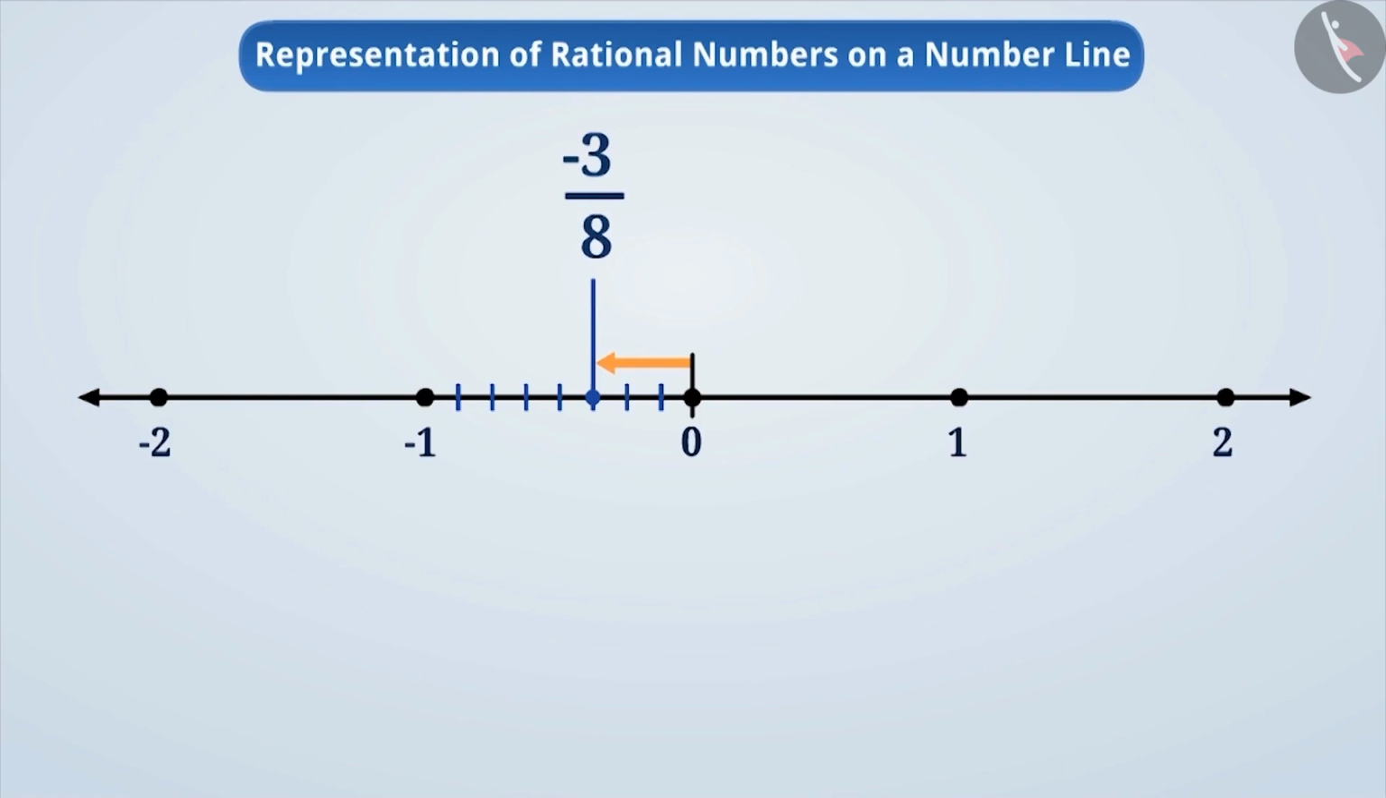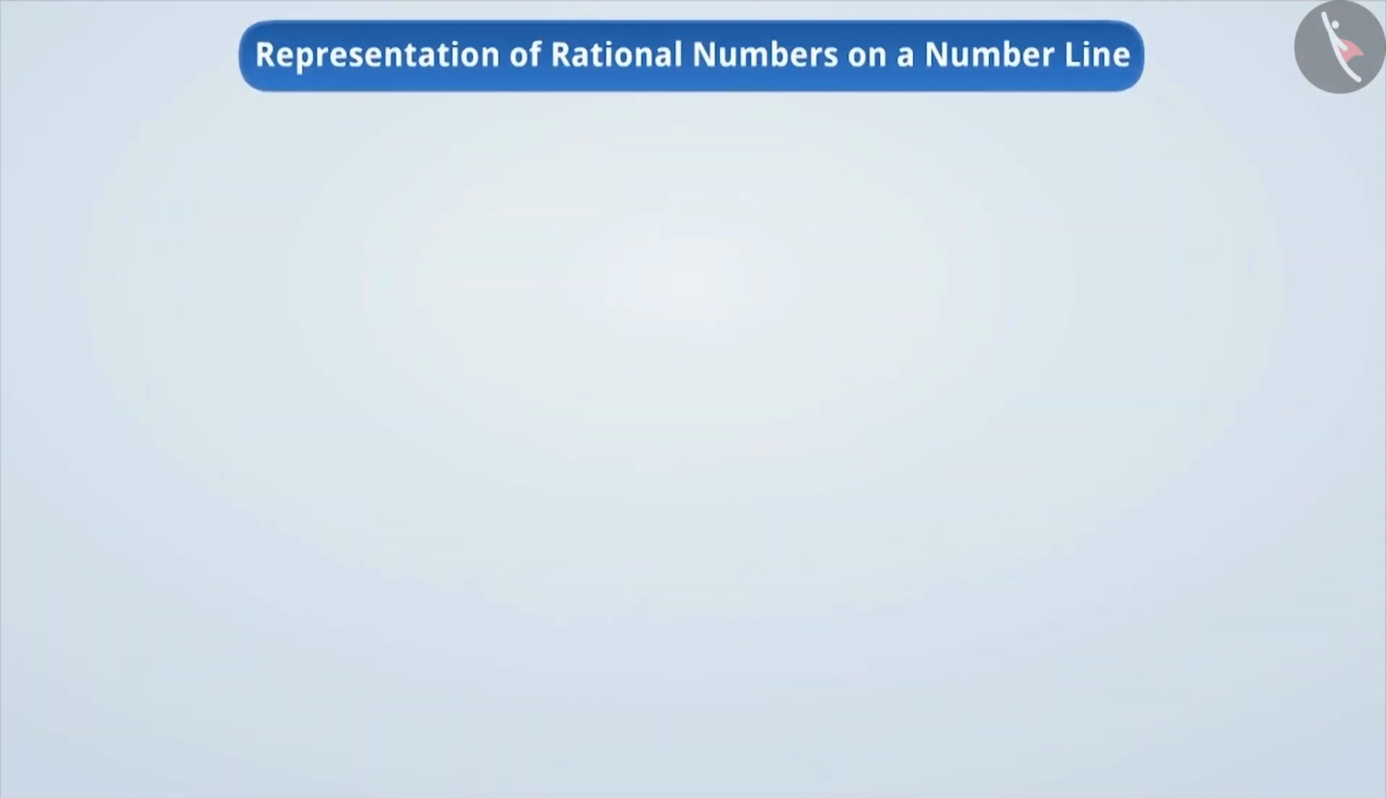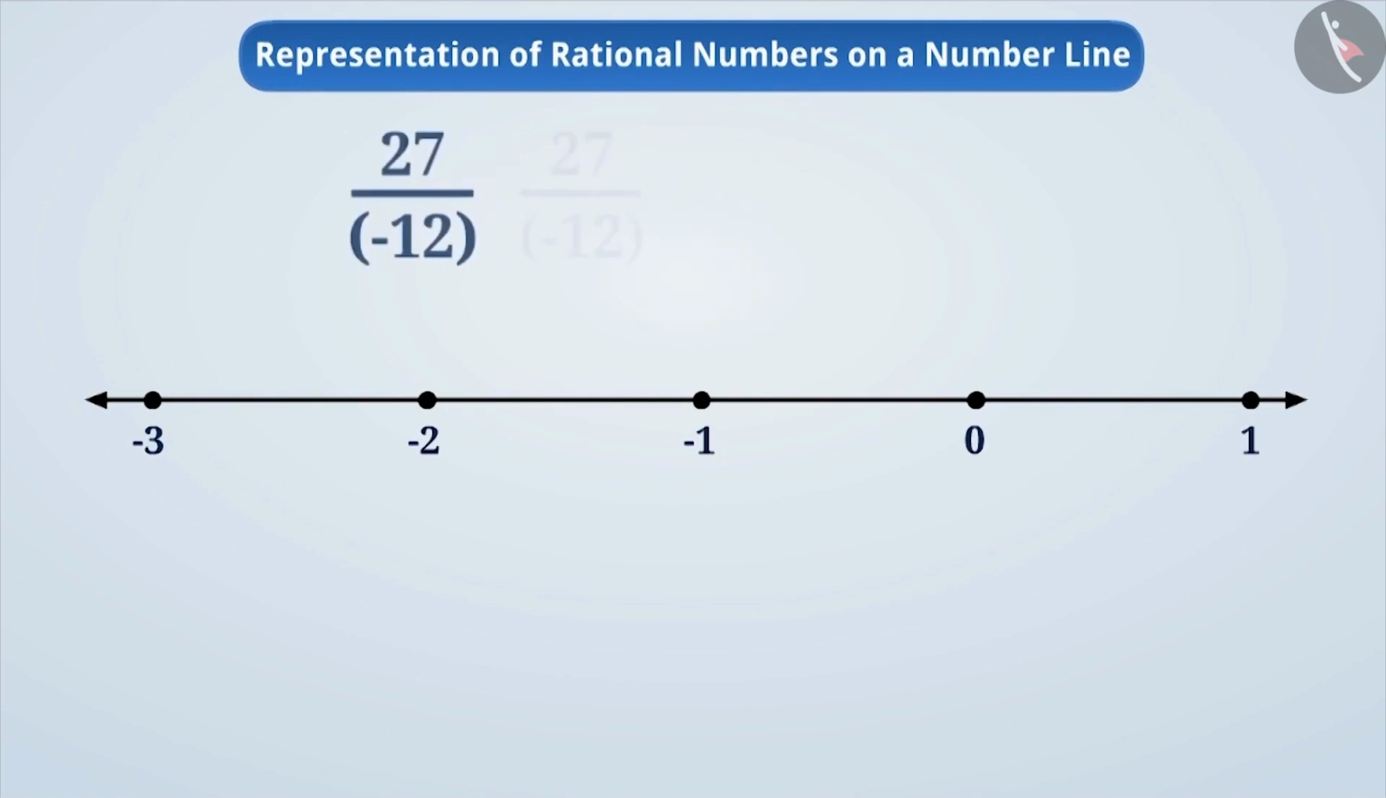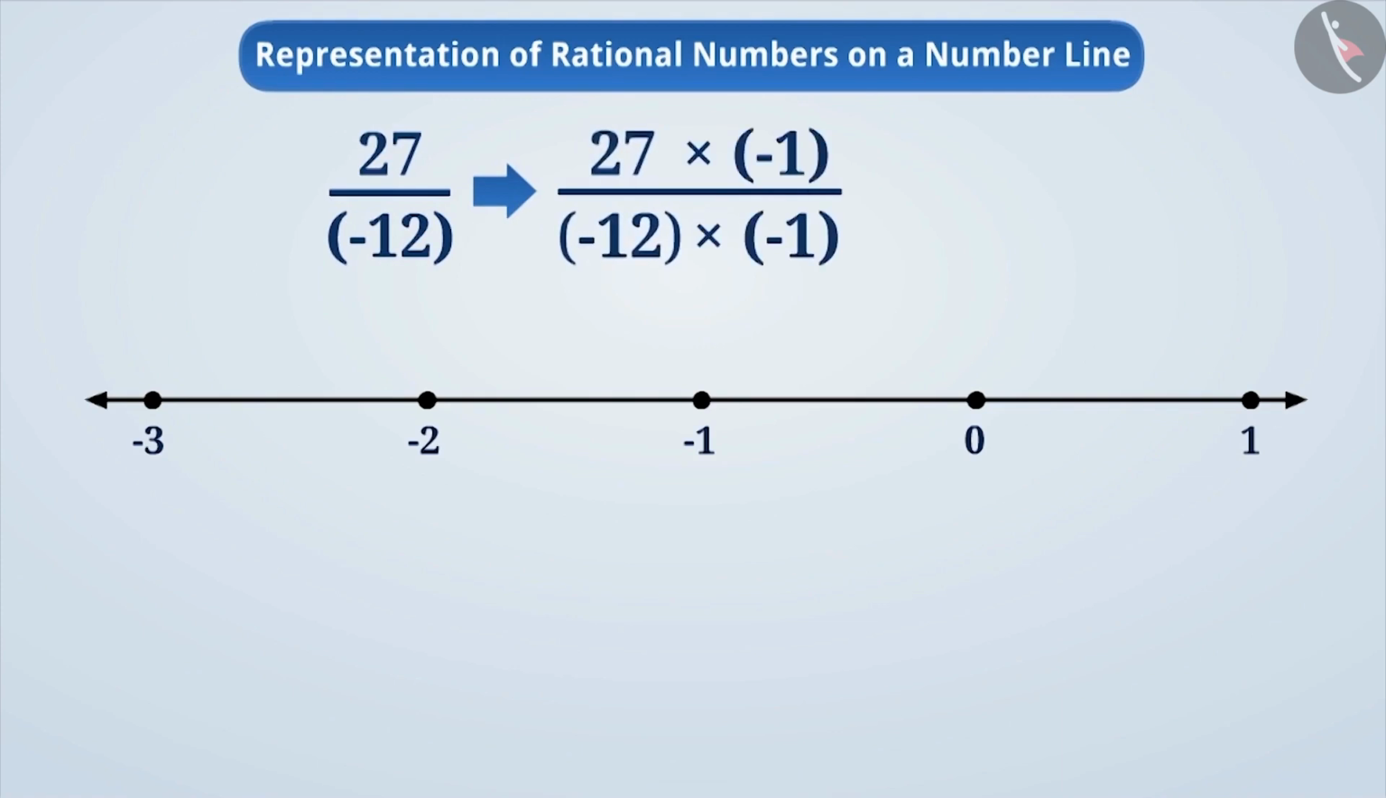Let us understand this with another example. Suppose we have to represent 27 by minus 12 on the number line. We will do this as follows. Here we see that the denominator of this rational number is not a positive integer. So first we will multiply both its numerator and denominator by minus 1 and convert it into a rational number with equal value whose denominator will be a positive integer. On doing so, we will get the rational number minus 27 by 12.